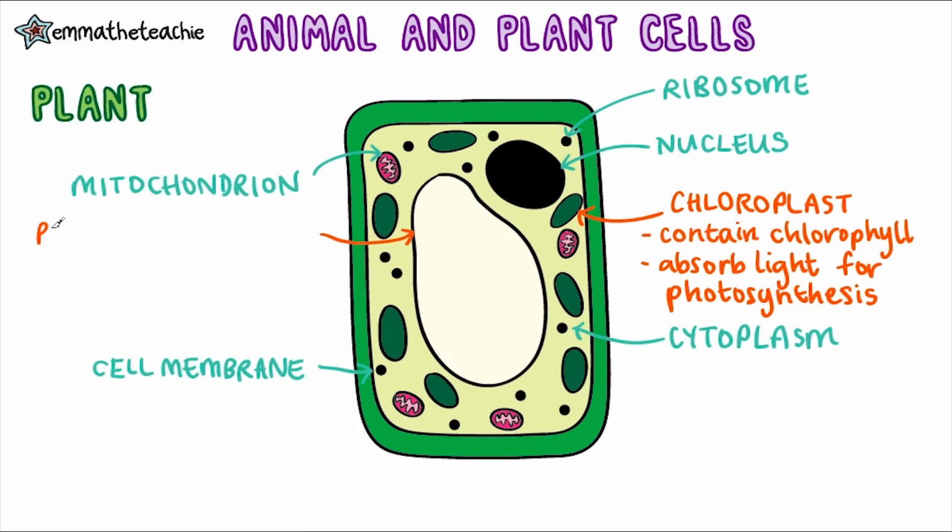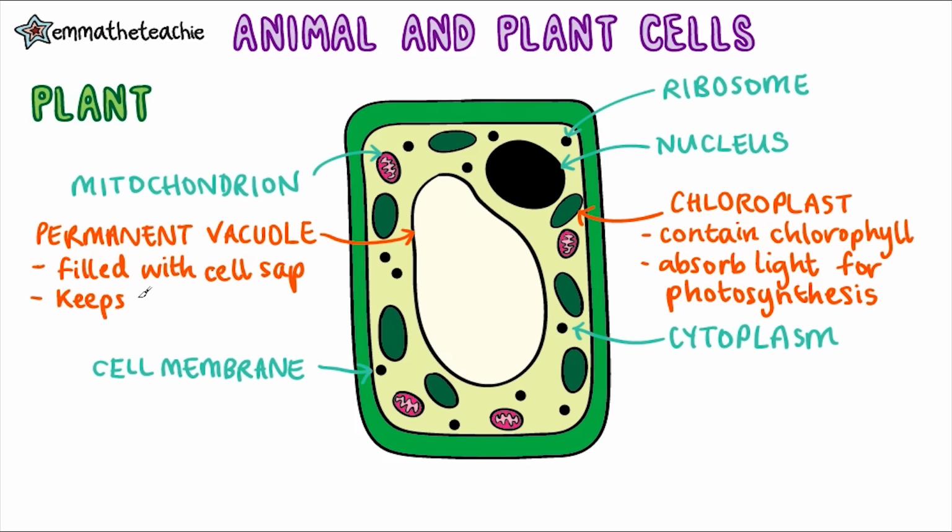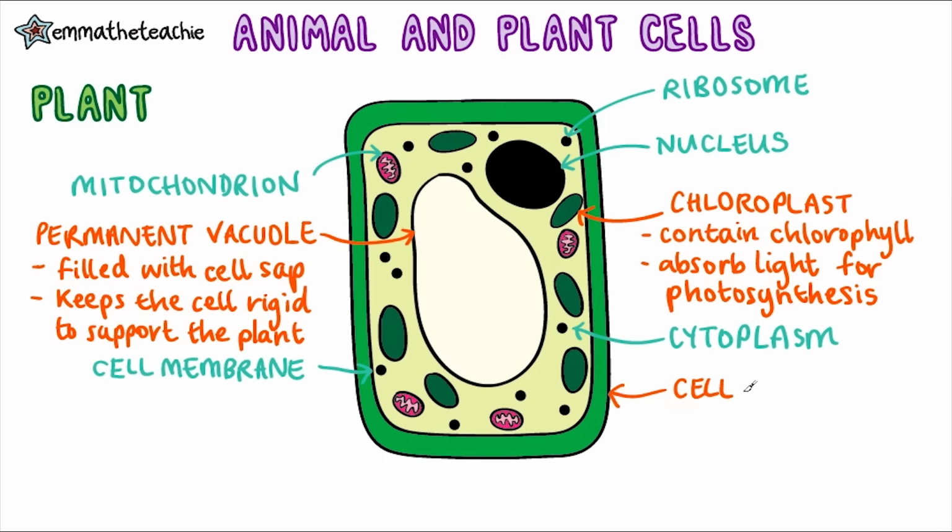We've also got this big white blob, which is a permanent vacuole. Its function is to be filled with cell sap, and that's important because it helps keep the cell rigid. You'll notice that plants don't have skeletons, so they need this to help support them. And down here, we've got the outer layer, which is the cell wall.